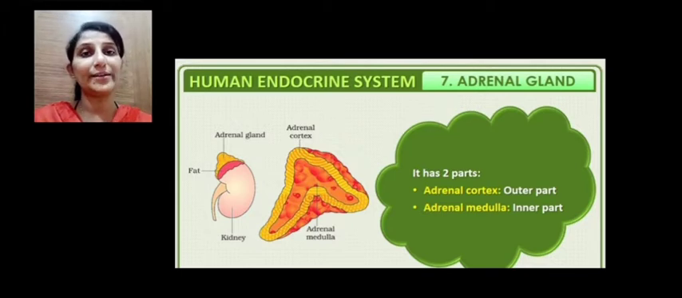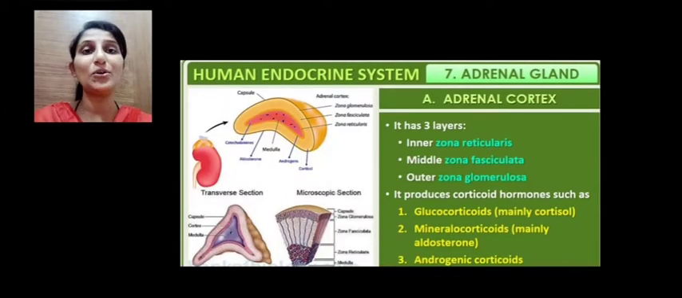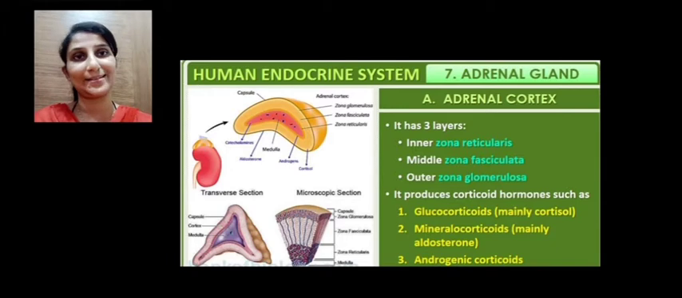The adrenal cortex represents the outermost part. This is a cross section of the adrenal gland. The outermost part is called the adrenal cortex, whereas the inner part is called the adrenal medulla. Both the adrenal cortex and adrenal medulla are involved in the secretion of hormones, which are needed for the regulation of metabolism in our body. So let us learn about the hormones secreted by the adrenal cortex.